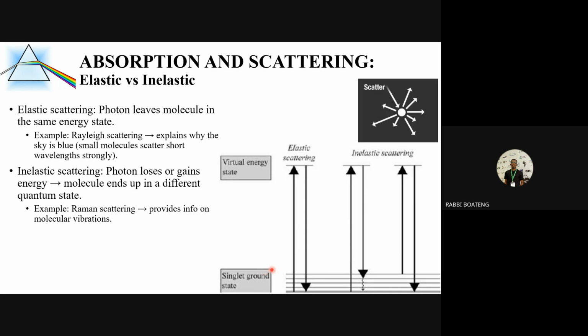Now we are saying that anytime a photon leaves a molecule, we expect it to go and come back to the state that it was in before. But interestingly, it doesn't happen like that. Instead of leaving here and coming back to this end, it leaves and ends up in a different state. Here we call it the quantum state because it's within that singlet state. Or better still, it will leave and drop back to that singlet state, but it doesn't end up here. Anytime this kind of thing happens, it means that we are experiencing what we call the inelastic scattering.